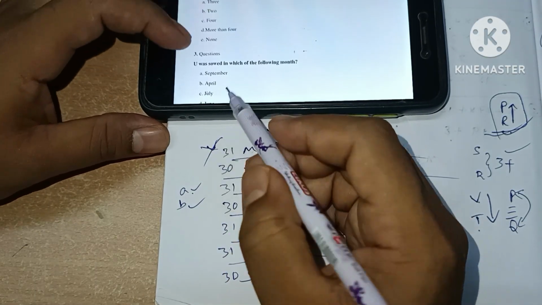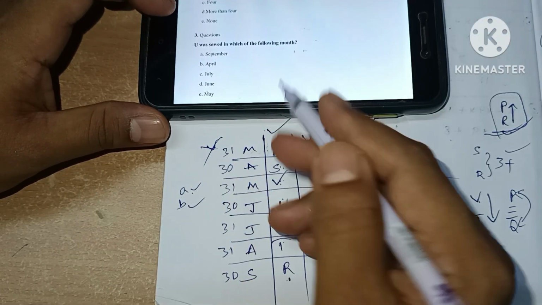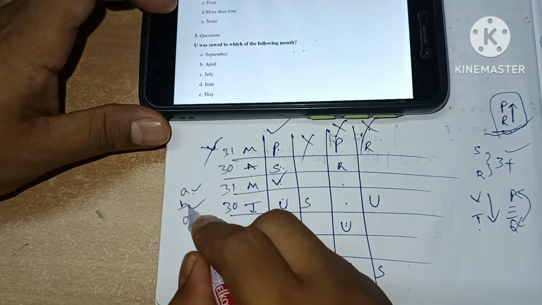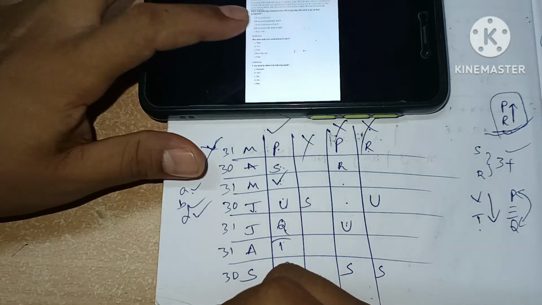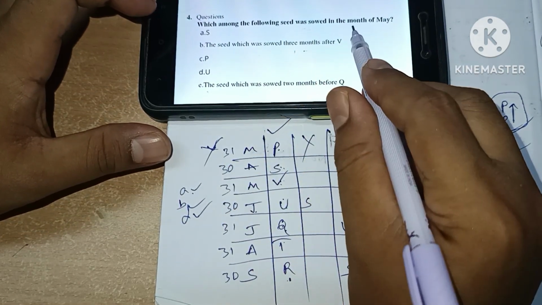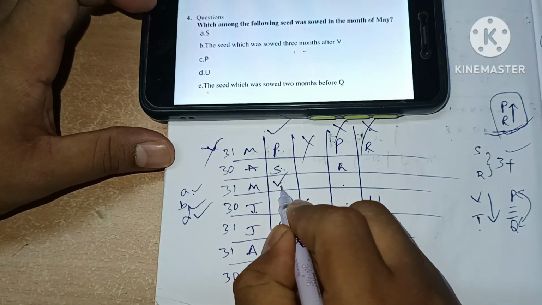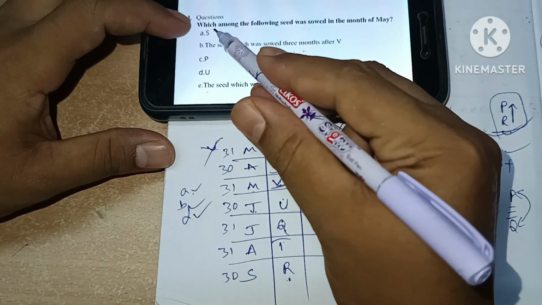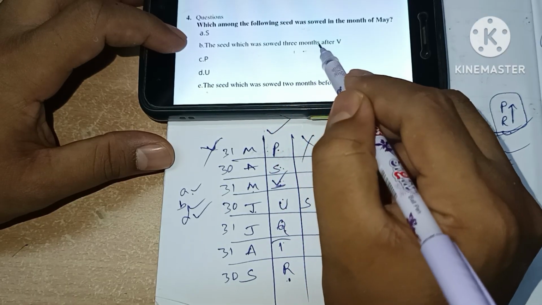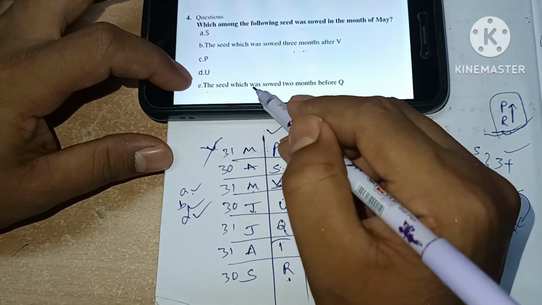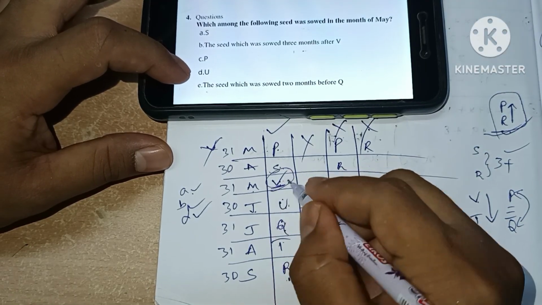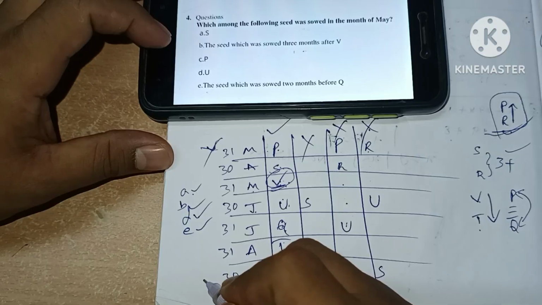Next, third question. U was sold in which of the following months? U is in June. So option D is our answer. Next question. Which among the following seeds was sold in the month of May? In the May month, we have V, but there is no option for V. We check B and E. The seed which was sold 3 months after V. No, this one not. The seed which was sold 2 months before Q. 1 and 2. So the answer will be V. So option E is our answer here.